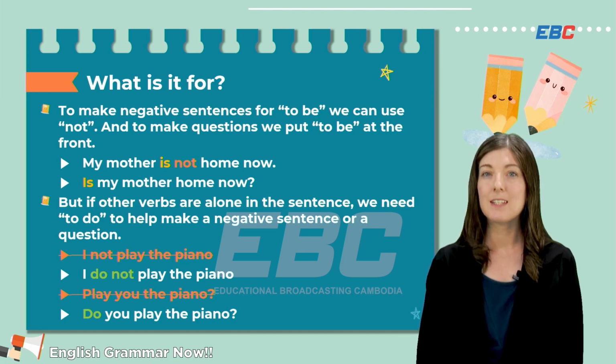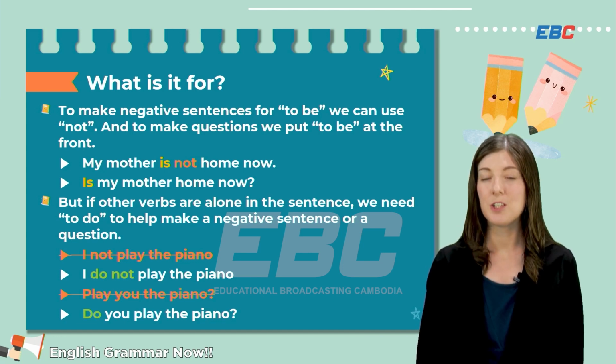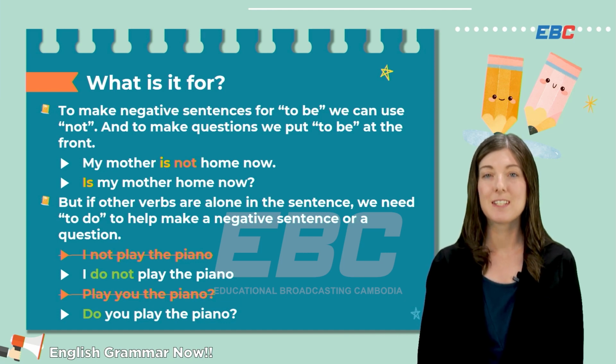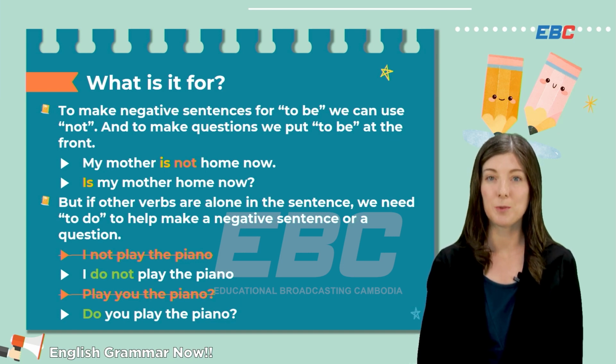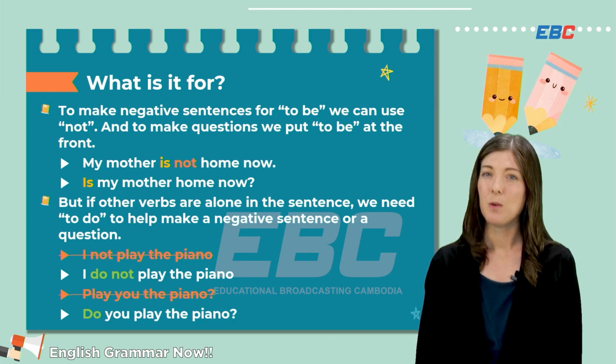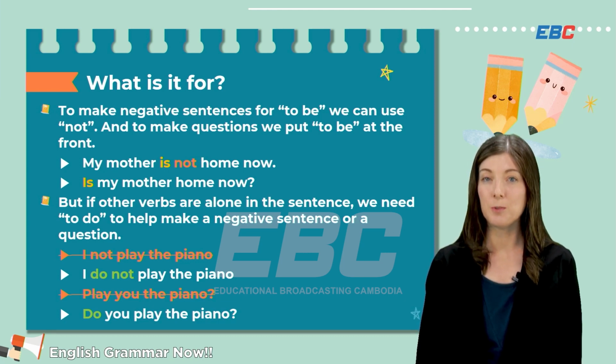When we make negative statements or questions and there is no to be verb, that's when we need to use to do instead. If we have a sentence that does not have to be in it, we put in to do to help us make the negative sentence. For example, we could not say, I not play the piano. But we would use do to help us make this sentence negative. I do not play the piano.